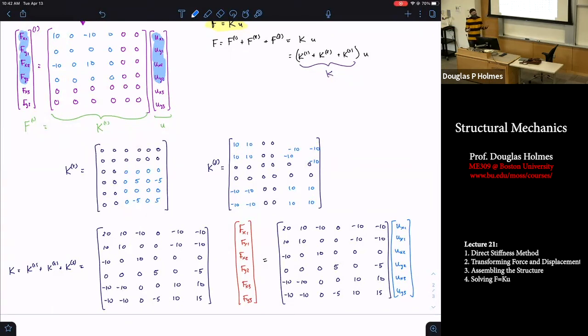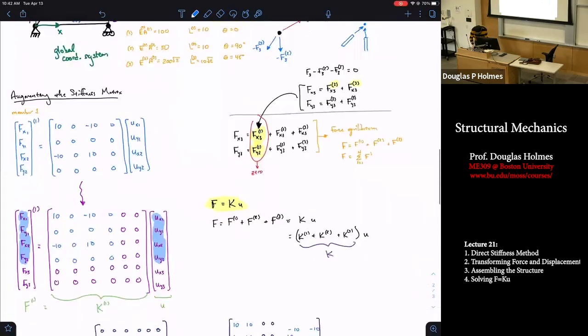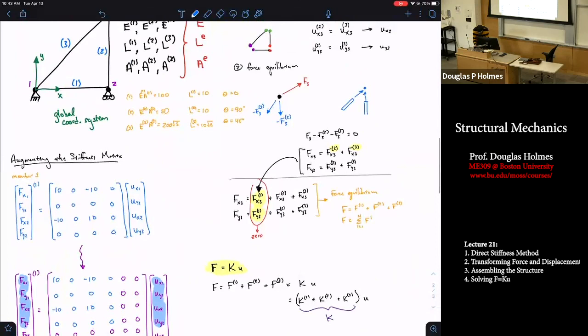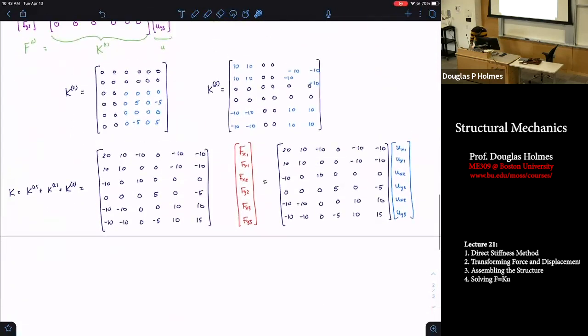Yeah, we've told it nothing about what's fixing it in place. So this truss, in the way of this equation, is free to translate, it's free to rotate, it doesn't care. But we know some things, we know some boundary conditions. And those boundary conditions are, go back to our truss, the displacements in X or Y of node 1 are 0, and the displacement in Y at node 2 is 0. So this is 0. This is 0, and this is 0.